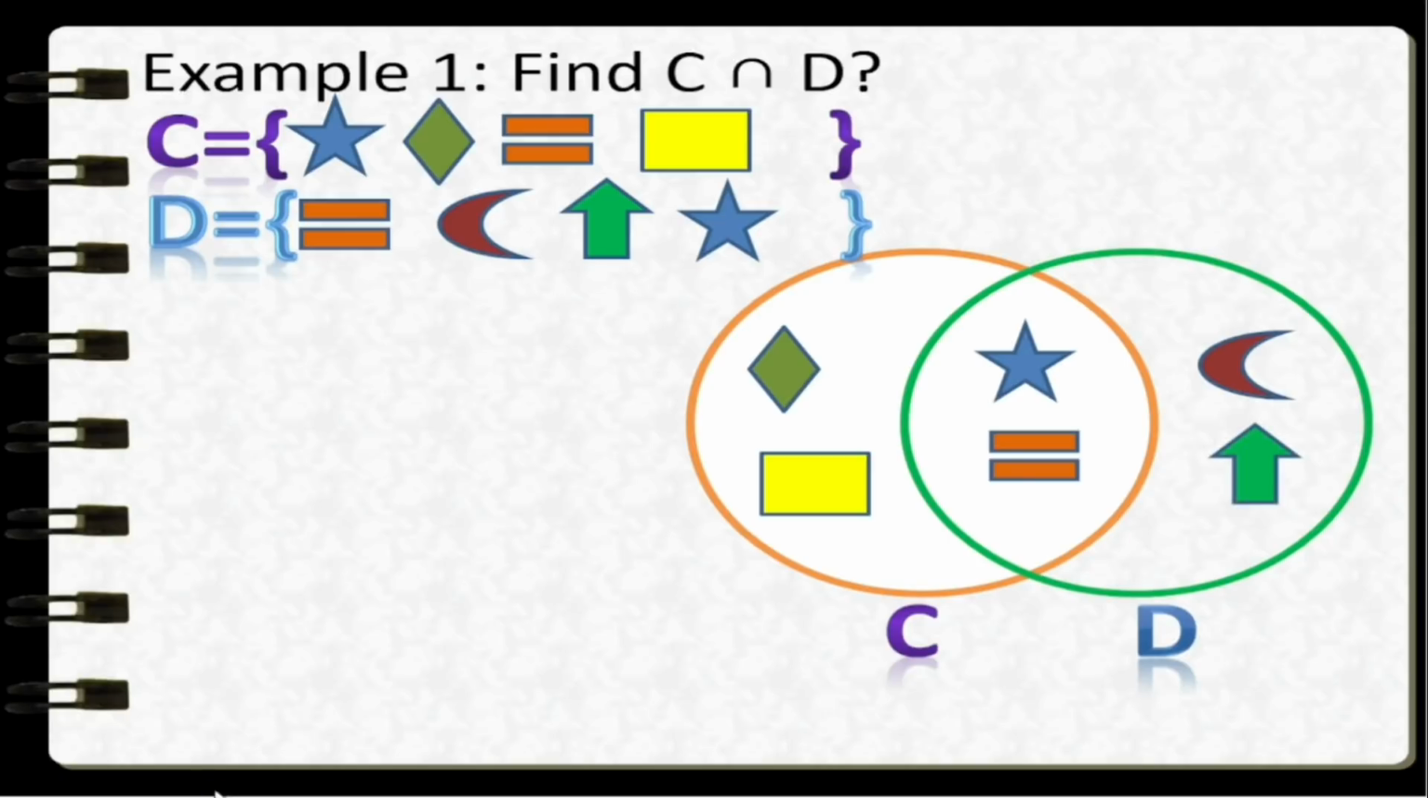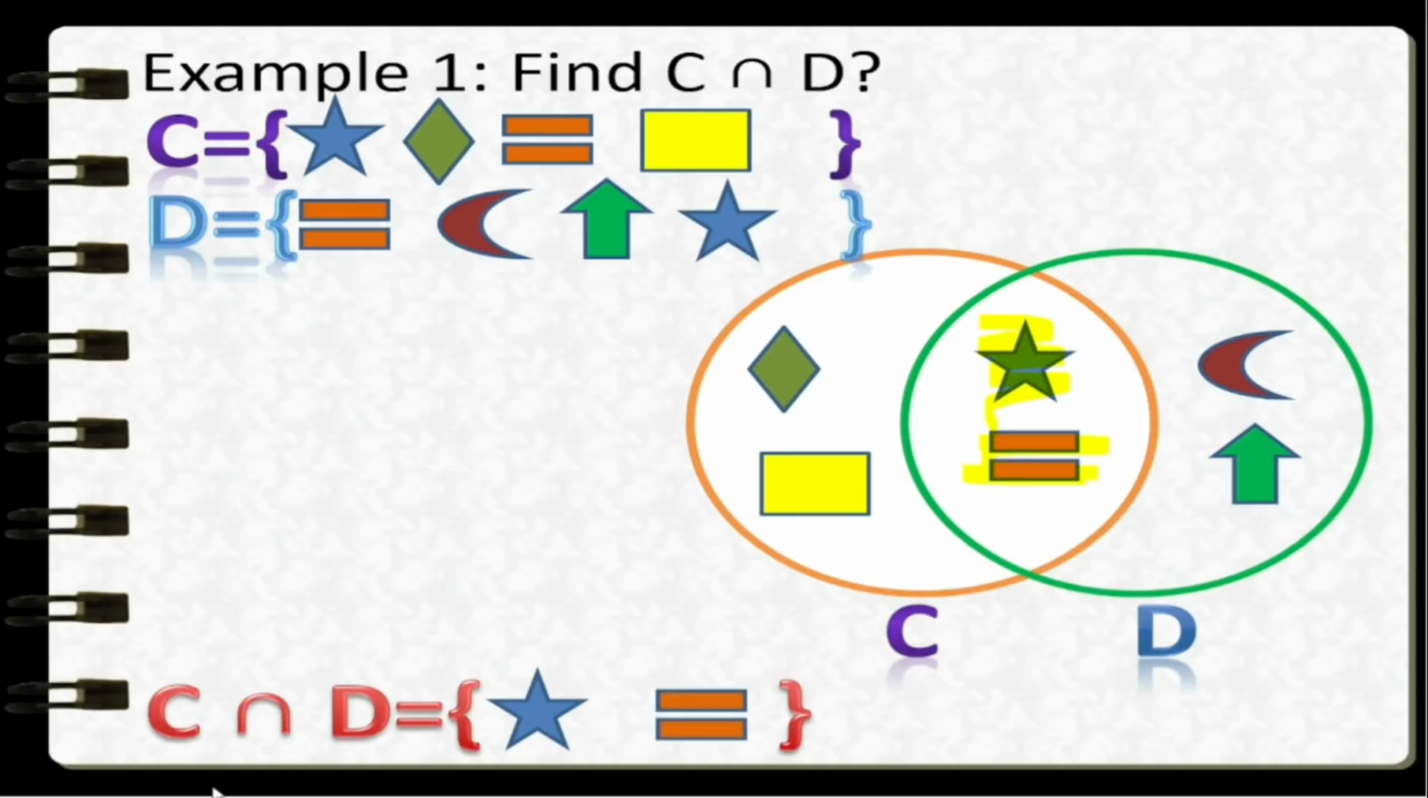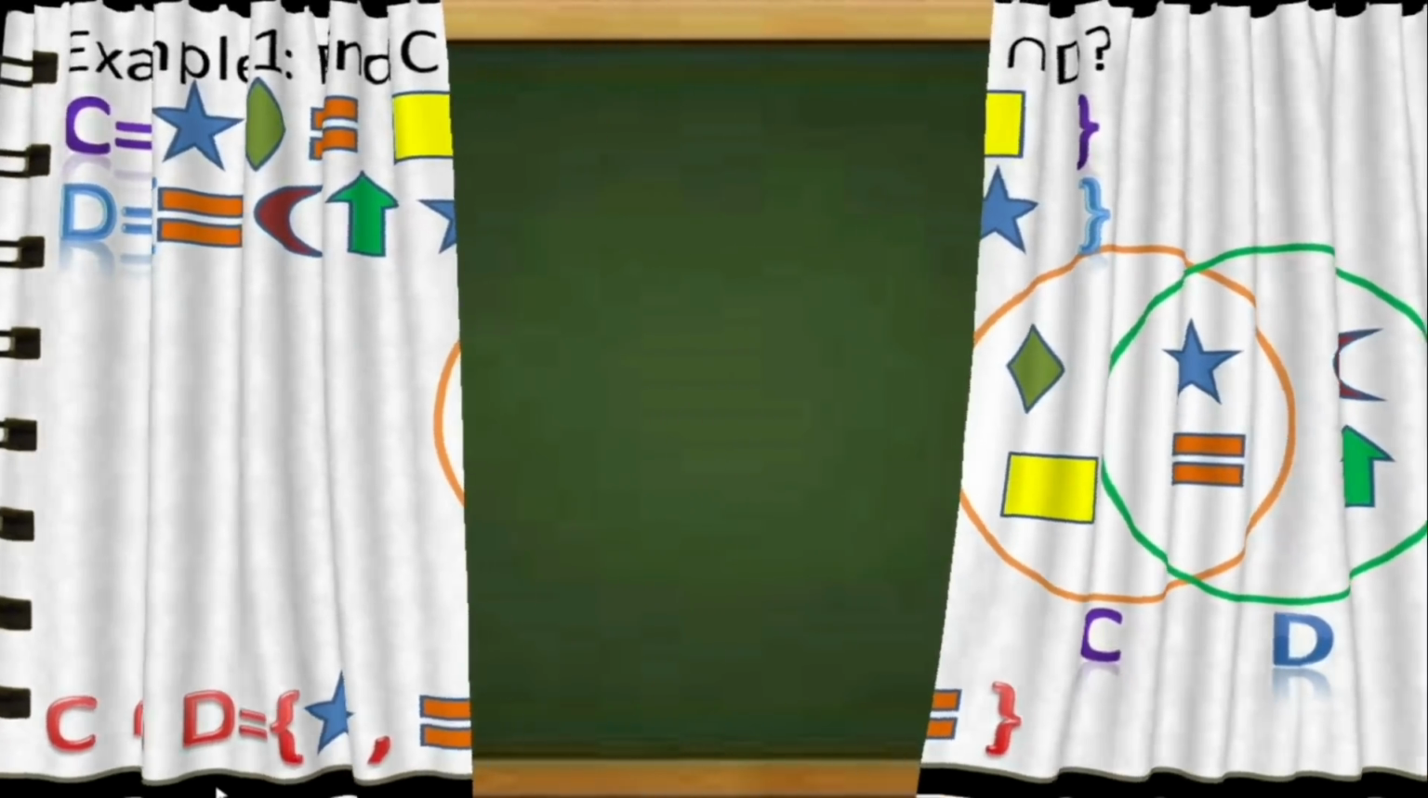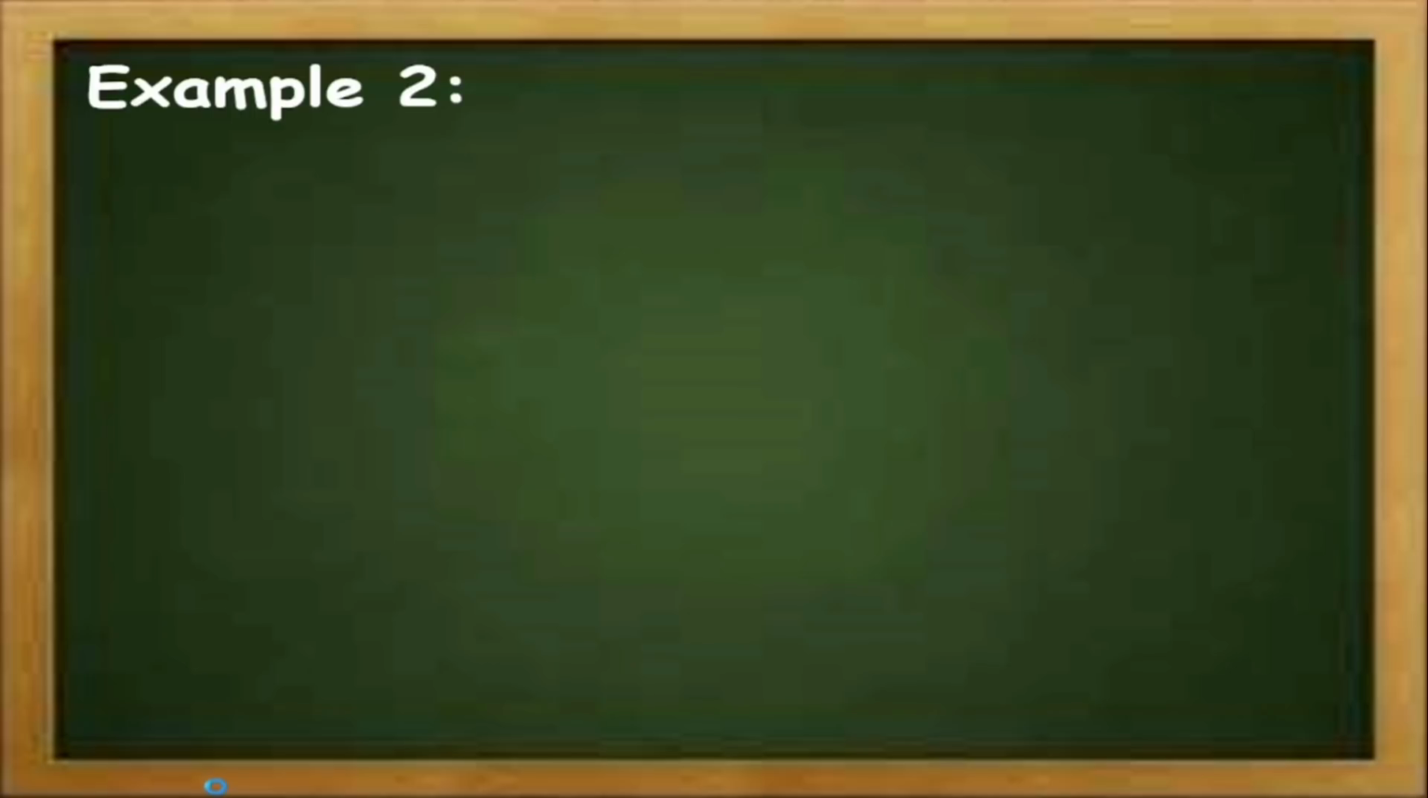Now, if we are going to get C intersection D, reminder class that we only get the common element between the two, and that is the star and the equal sign. So that's now our answer. C intersection D has the element star and the equal sign. Okay? Let's have example number 2.